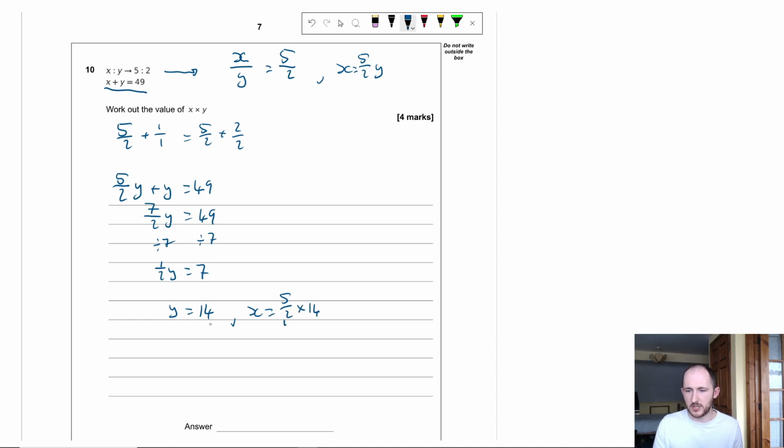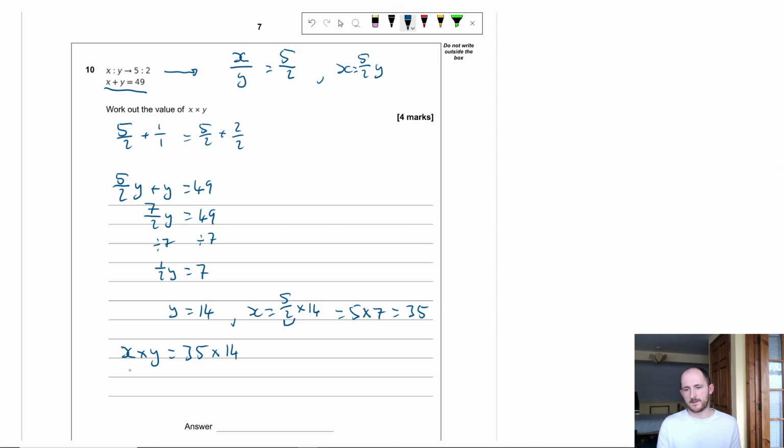So we can do the division first. 14 divided by 2, so that's 5 times 7, which is 35. And 35 plus 14 is indeed 49, so I know I'm correct. So now x times y is just 35 times 14.